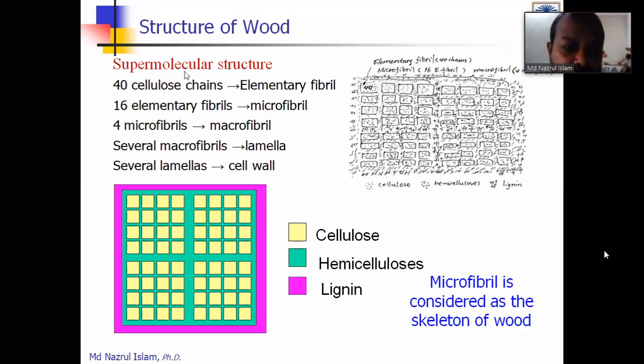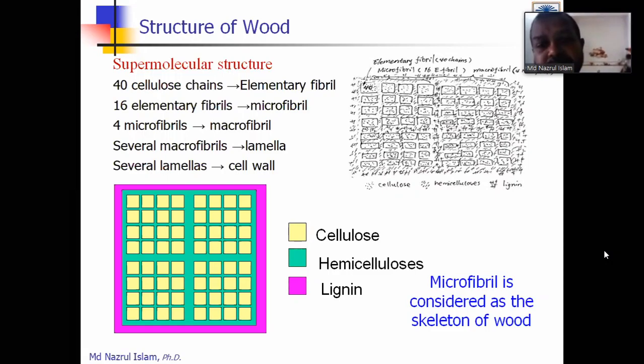Now you will see the supermolecular structure if you want to see. So that is 40 cellulose chains we are saying. That cellulose chain is made from glucose, and 40 cellulose chains come together and make the elementary fibril. So we are saying that is the smallest unit. But in earlier classes you mentioned that microfibril is the smallest building block, but that is not true. The truth is the elementary fibril is the smallest building block, because the cellulose chains come together and the primary unit that makes is the elementary fibril.